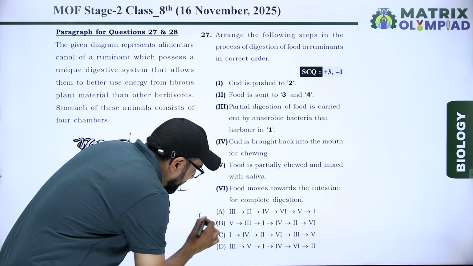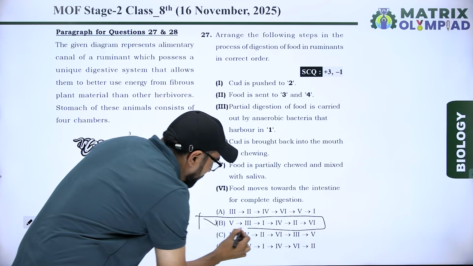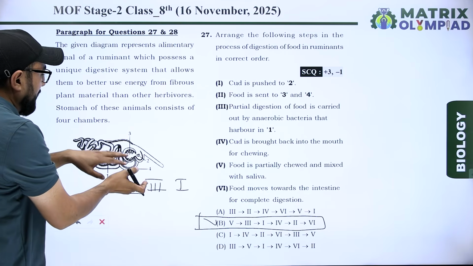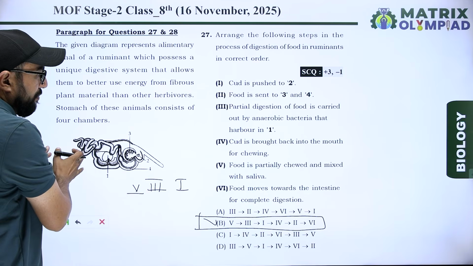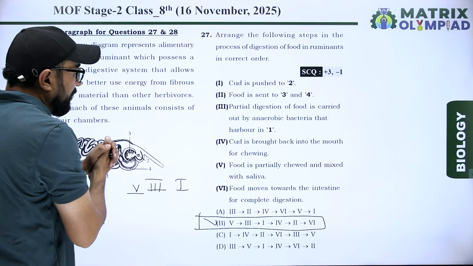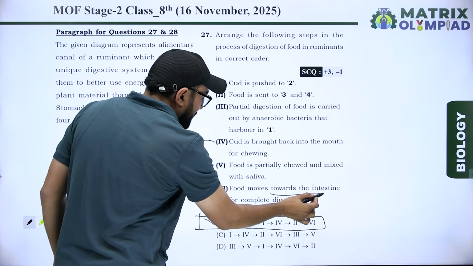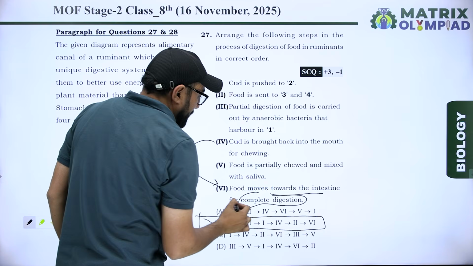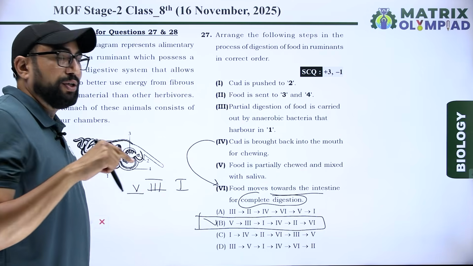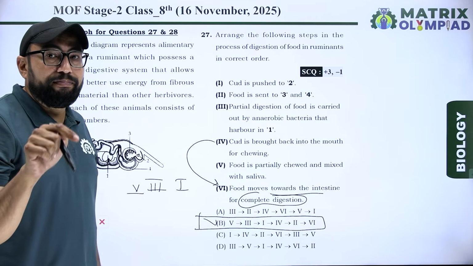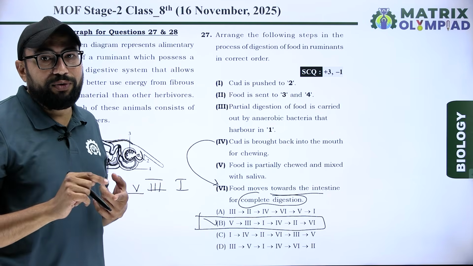B is correct for this question, because in this case, first time digestion is not completed, and second time chewing and then moving toward the intestine for complete digestion. This is the special feature of ruminant animals for complete digestion of cellulose.